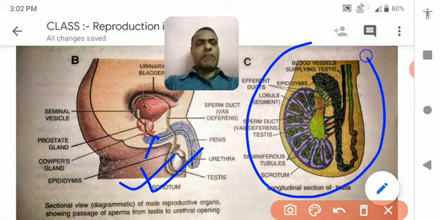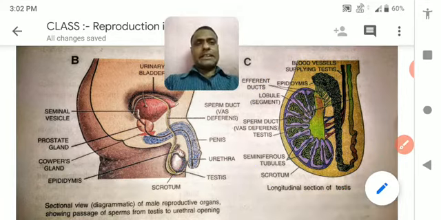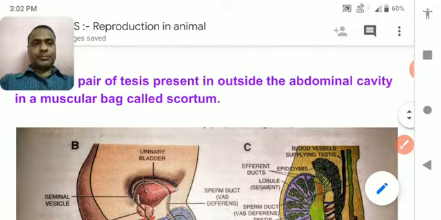So this is the actual and very clear picture of the male reproductive system. It is the picture of a longitudinal section of the testes. Understood? So let's study each and every topic in detail.